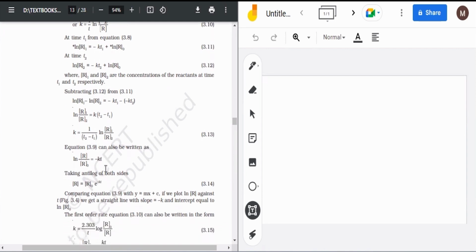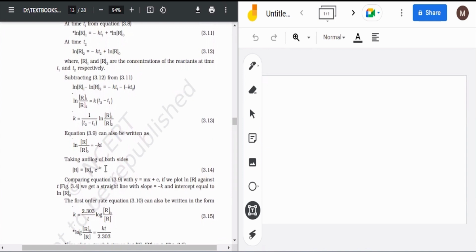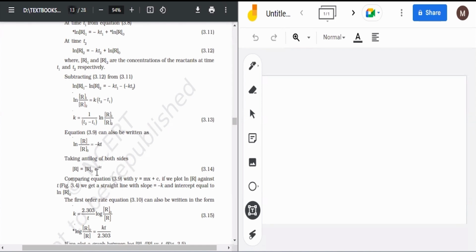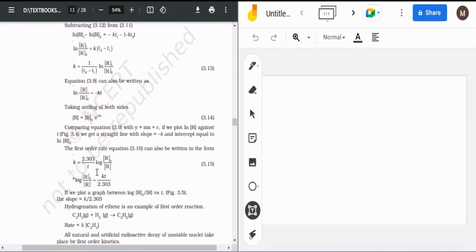Okay. Then if you don't want to write in the form of log, you can also write in the form of e. So R is equal to R naught e power minus kt, where t is the time and R naught is the initial concentration. You have to just take anti-log both sides and you can easily arrive at this equation. Okay.